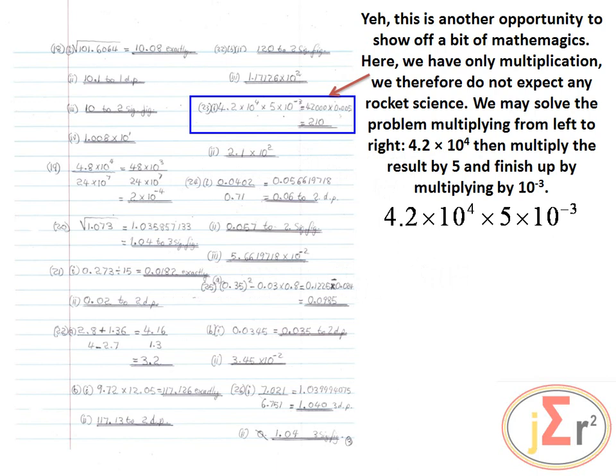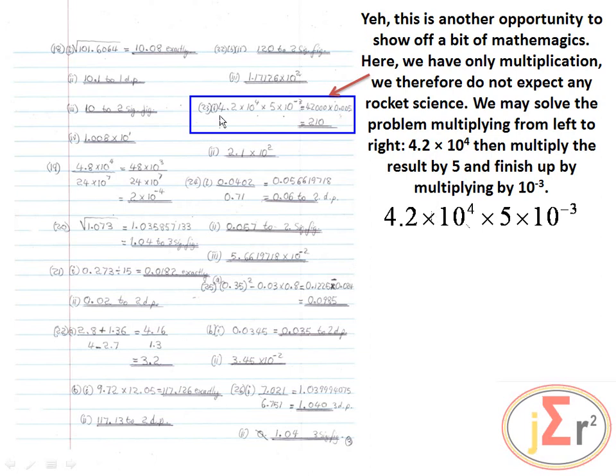Yes, this is another opportunity to show off a bit of mathematics. Here we have only multiplication. We therefore do not expect any rocket science. We may solve the problem multiplying from left to right. For example, 4.2 times 10 to the power of 4, then multiply the result by 5 and finish up multiplying by 10 to the power of negative 3.